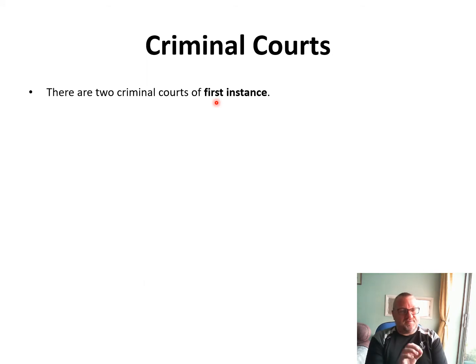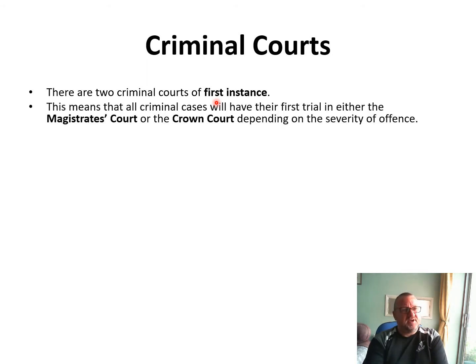When you are tried for the first time, in the first instance, what court do you go to? And the reality is that if you have committed a criminal offence, you're going to end up in one of two places, and these are your courts of first instance. So these courts of first instance are a magistrate's court or a crown court. Okay, so your first trial, your first instance, will always be in a magistrate's court or a crown court, but that will depend on how severe your offence is. And you need to understand how these court systems work and how they are related to the severity of an offence.